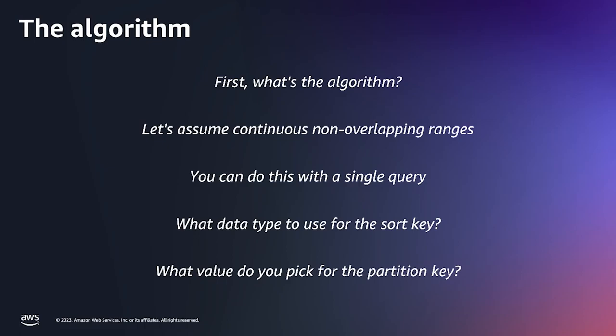What do I pick for a partition key? Like, do I do one partition key? I hear that's bad. I hear you're not supposed to do one partition key for your whole table, right? I read the docs. So what do I pick?